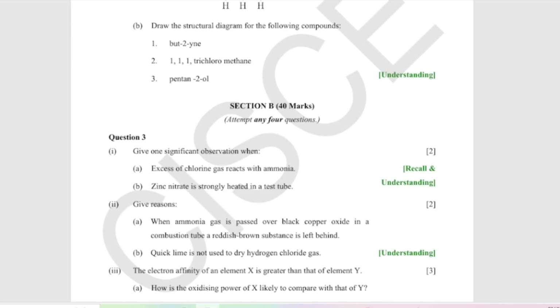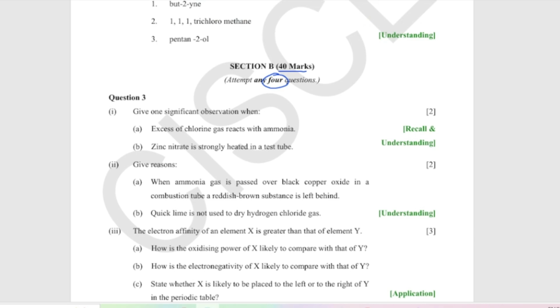So here section B starts, which is also for 40 marks. Here you need to attempt any 4 out of 6 questions. Let's start with the first question. Question number 3. Give one significant observation when excess of chlorine gas reacts with ammonia.